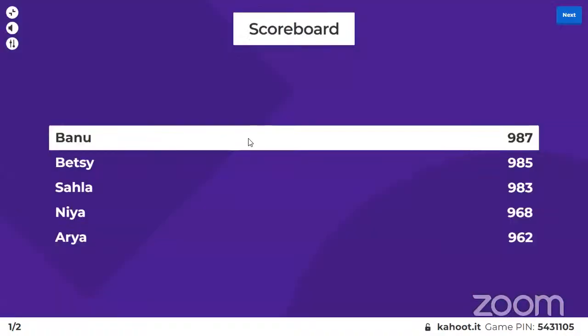So this is the scoreboard where you'll see the toppers of this game after the first question, and on the right side you can see the corresponding points. So here you can see that Banu has come to the top score with 987 points. Second we have Betsy. Third we have Sarla. Fourth we have Nia, and fifth we have Arya. And you can see the corresponding points also towards your right.